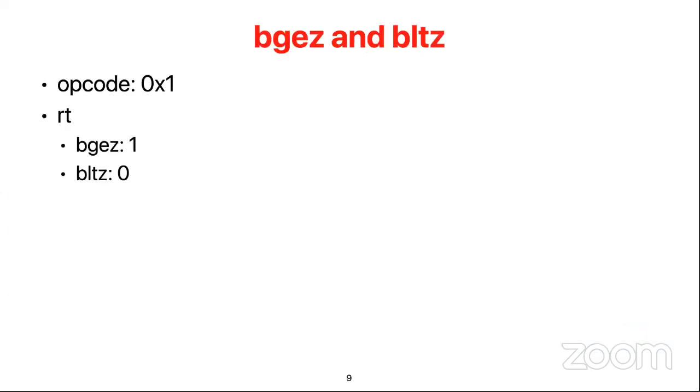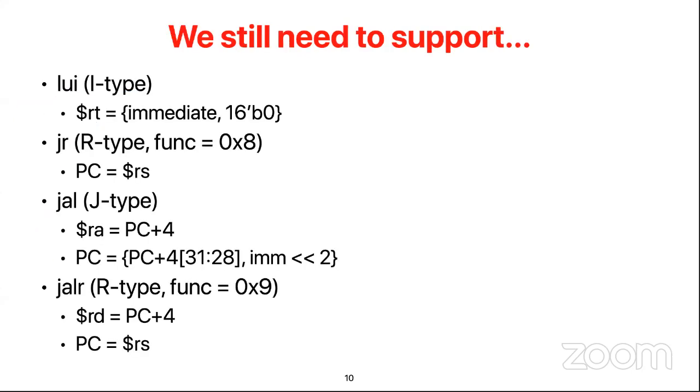Two instructions are problematic, as I mentioned, BGEZ and BLTZ. Their opcodes are both 1. How do you tell them apart? From their RT register. For BGEZ, its RT register is 1, and for BLTZ, its RT register is 0. So although we give you the very high-level schematics, there are a few instructions where you have to take a look at their RT and RD. All right, so these are the tips that you need.